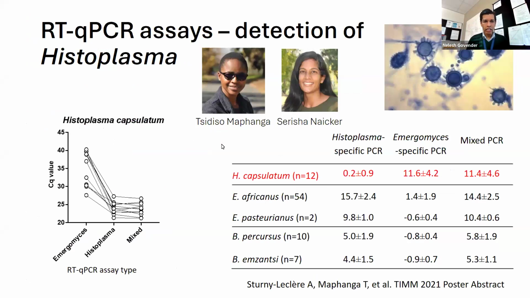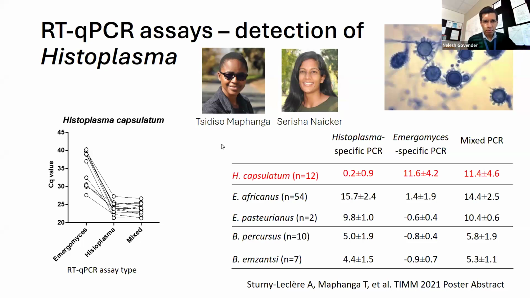We've also done some work together with Institut Pasteur, developing some real-time PCR assays. We've developed 2 additional assays. The Institut Pasteur group developed a histoplasma-specific PCR, and we then developed an Emergomyces-specific PCR, and then one that picks up both Emergomyces and histoplasma, which we call our pan-dimorphic PCR because it also cross-reacts with Blastomyces.